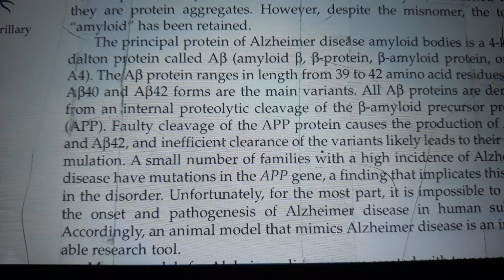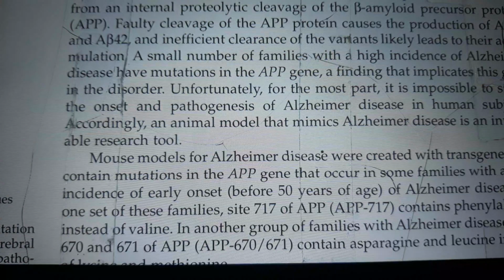All A-beta proteins are derived from an internal proteolytic cleavage of the beta amyloid precursor protein, APP. Faulty cleavage of the APP protein causes the production of A-beta 40 and A-beta 42, and inefficient clearance of the variants likely leads to their accumulation. A small number of families with a high incidence of Alzheimer's disease have mutations in the APP gene, a finding that implicates this gene in the disorder. Unfortunately, for the most part, it is not possible to study the onset and pathogenesis of Alzheimer's disease in humans.